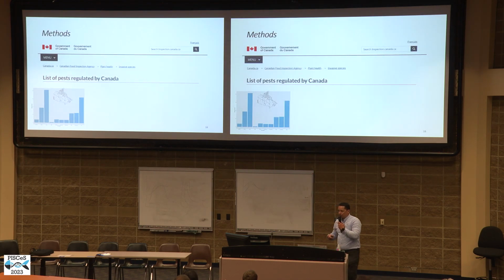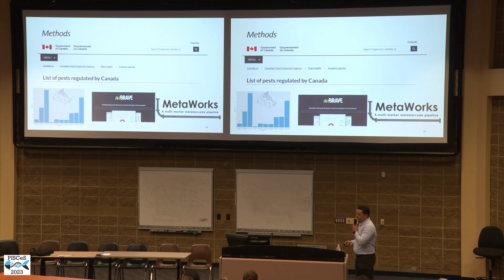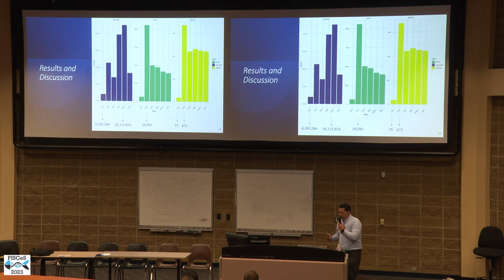And the idea was to generate a species list with the highest confidence possible that was compared against the list of pests regulated by Canada. And we highlighted all the instances in which we got any hits in this case. So let's take a look at the results.